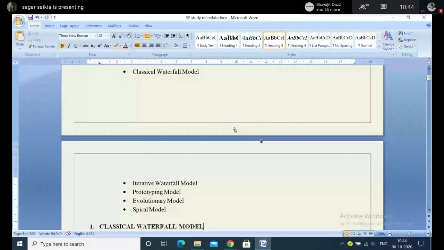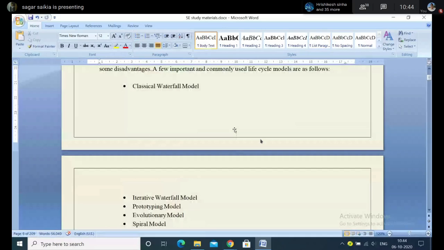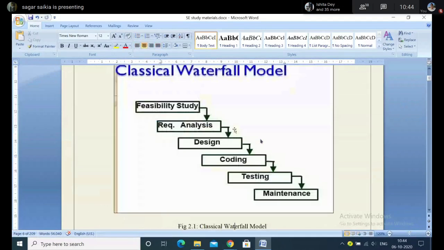Then the last question, question number 4. List out the advantages and disadvantages of the various life cycle models. You have to give three points each.